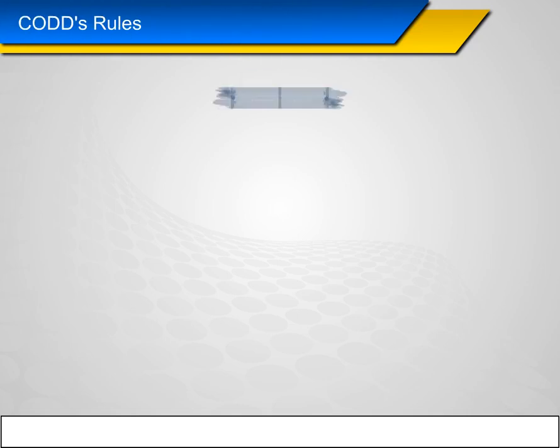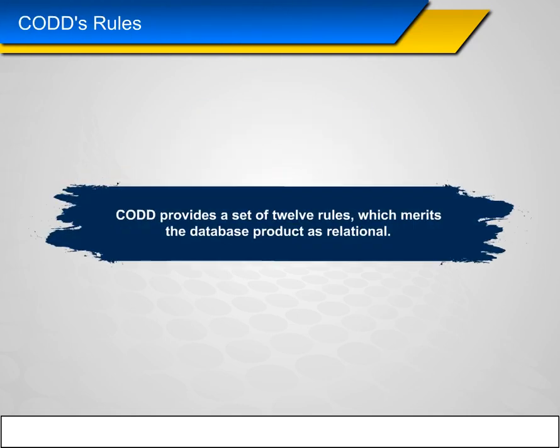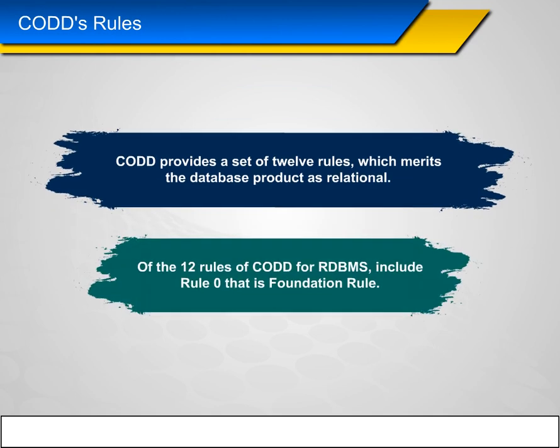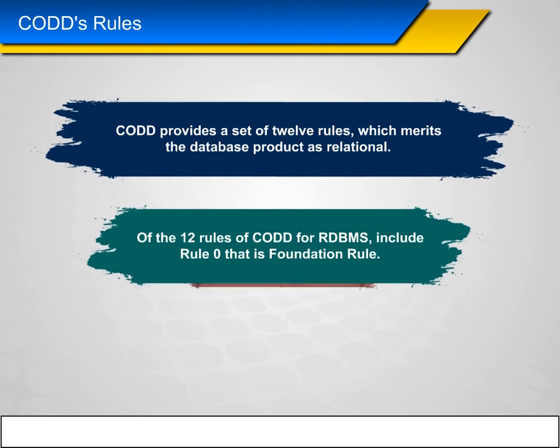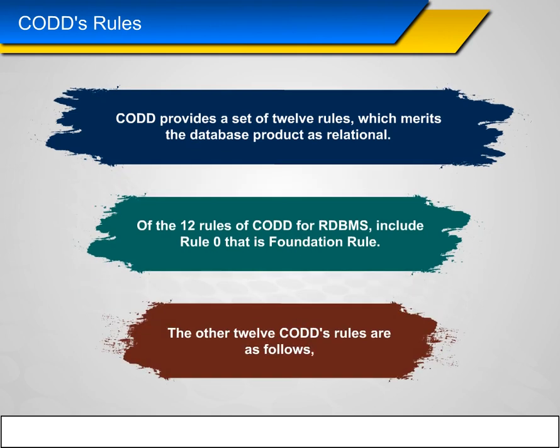Codd's Rules. Codd provides a set of 12 rules which merit the database product as relational. The 12 rules of Codd for RDBMS include Rule 0, that is, the Foundation Rule. The other 12 Codd's rules are as follows.